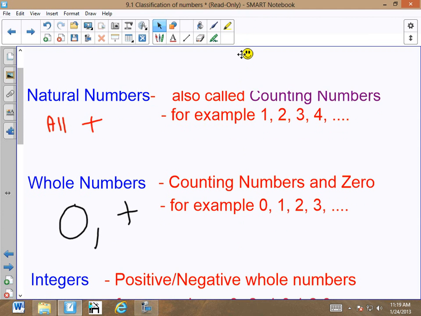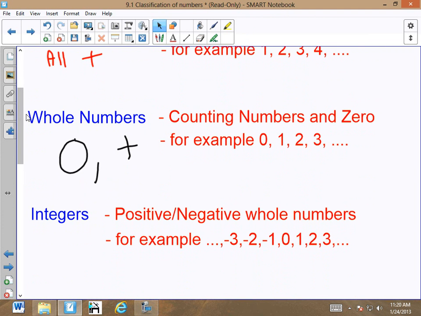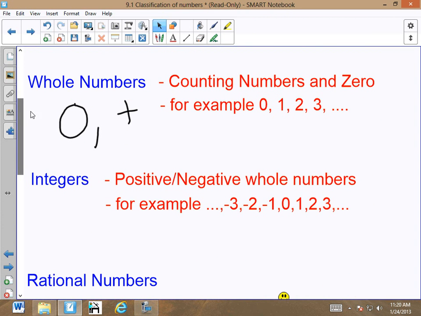So then integers, if whole numbers are 0 plus positives, and natural are all positives, what do you think integers go? What do you think integers include? Yeah, they're negatives, they're positives, they're 0 numbers.